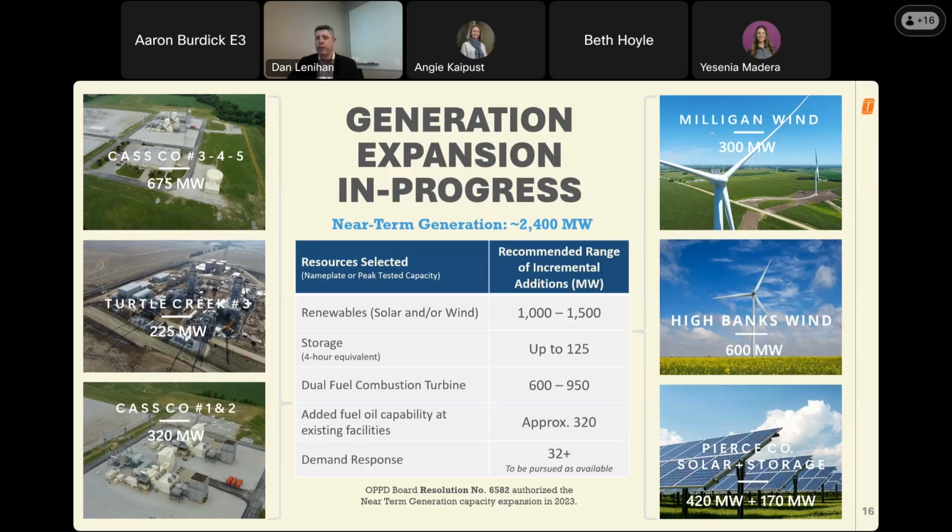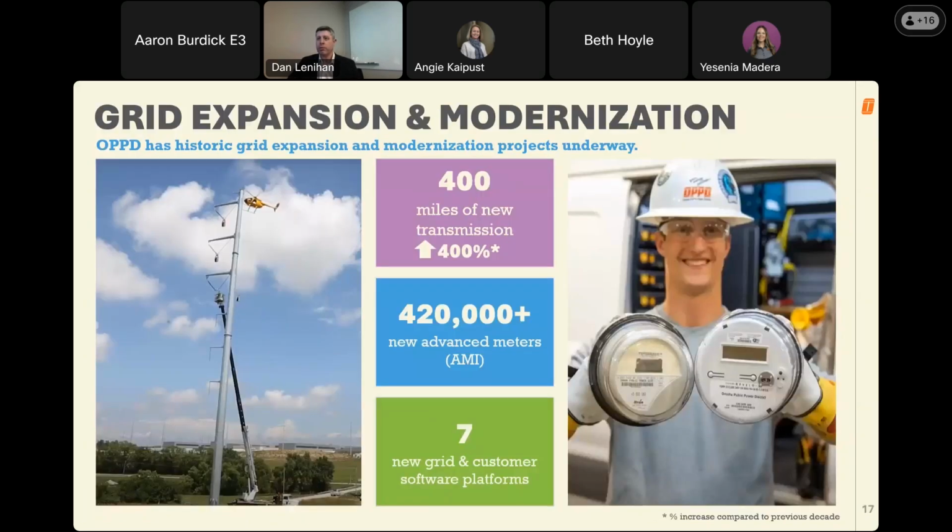And on the next slide, in order to deliver this bulk power to our customer growth, that requires significant expansion on our transmission and distribution grid as well. So over the next decade, we have plans for potentially up to 400 miles of new transmission line facilities in our service area. That's a 400% increase when you compare to what we built in the last decade, which is just huge.